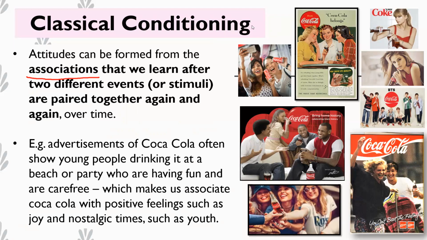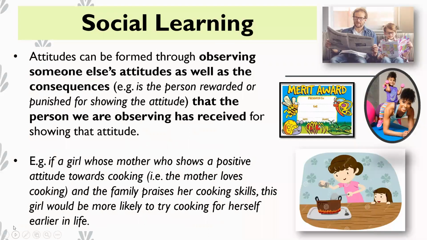So that's classical conditioning, and that is a topic that you will do again in Unit 3 next year. All right, and the last factor that influences attitude formation is called social learning. So social learning is also called observational learning, okay?